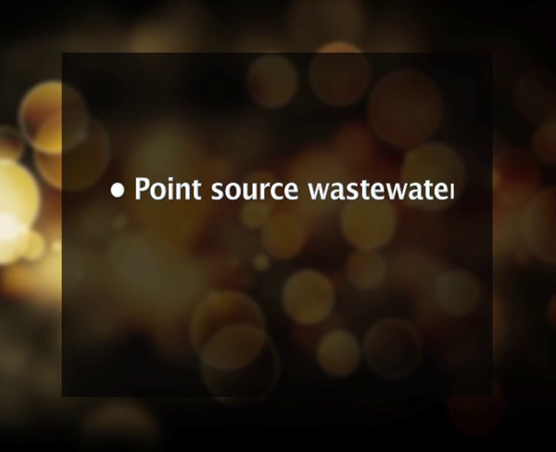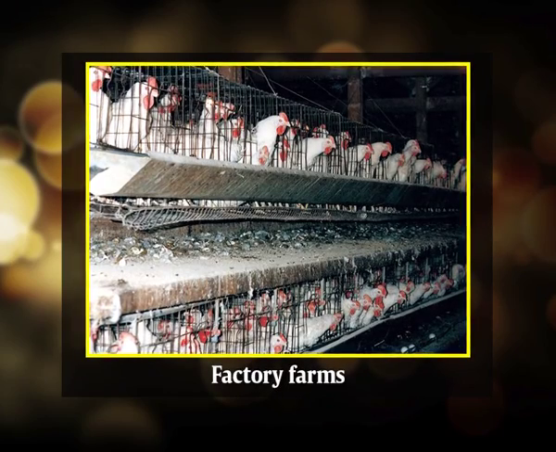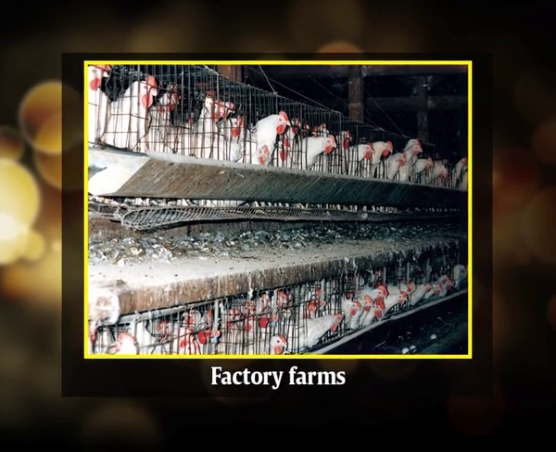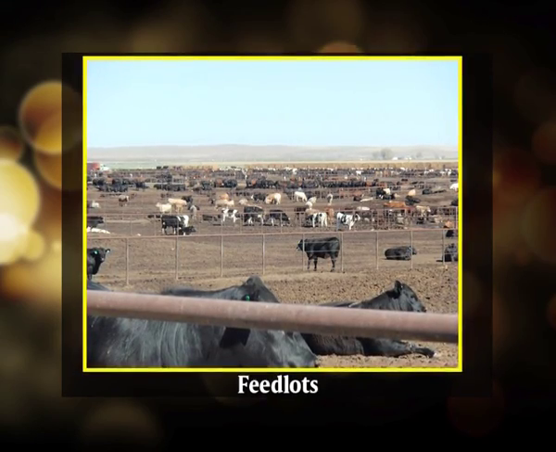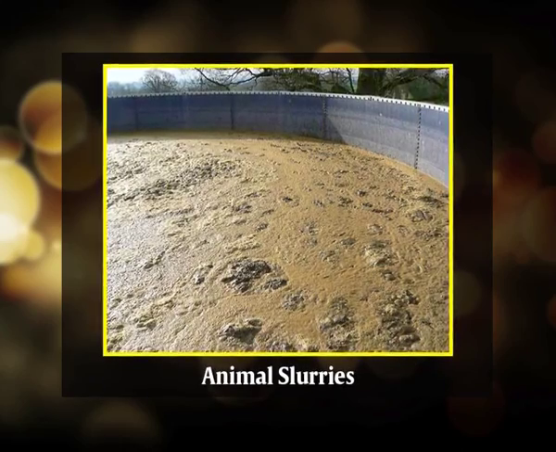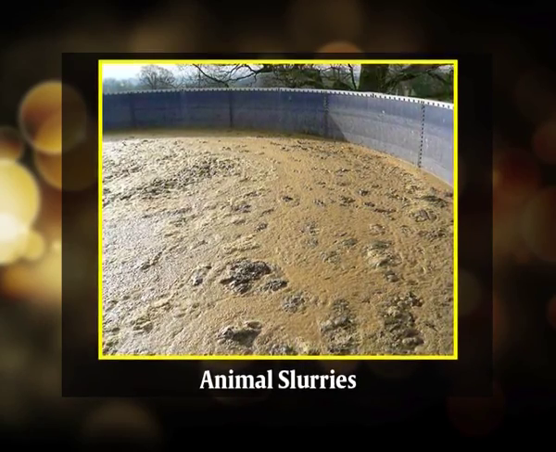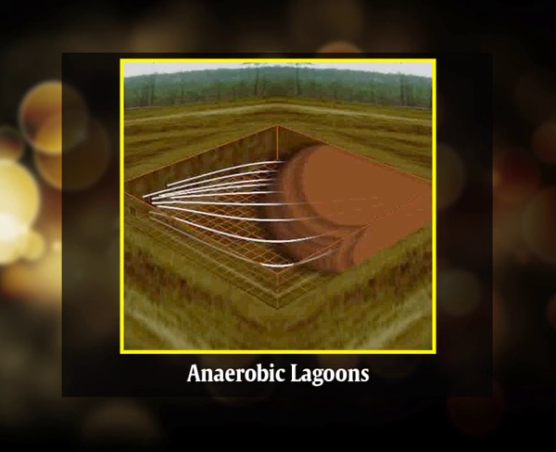Point source wastewater treatment. Farms with large livestock and poultry operations, such as factory farms, are called concentrated animal feeding operations or feedlots in the US and are being subject to increasing government regulation. Animal slurries are usually treated by containment in anaerobic lagoons before disposal by spray or trickle application to grassland.